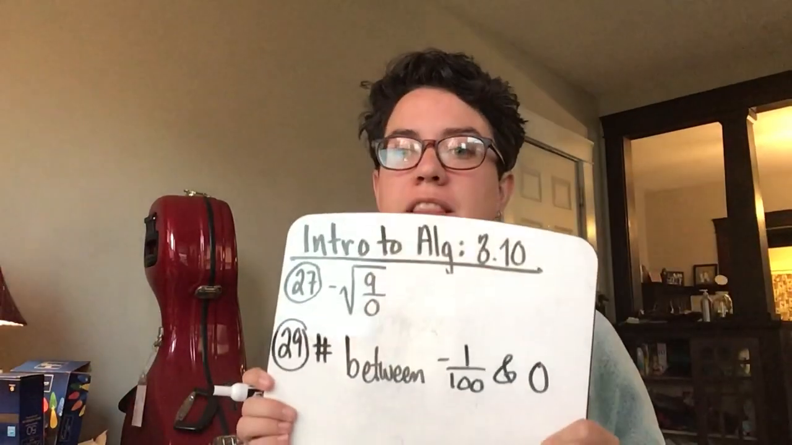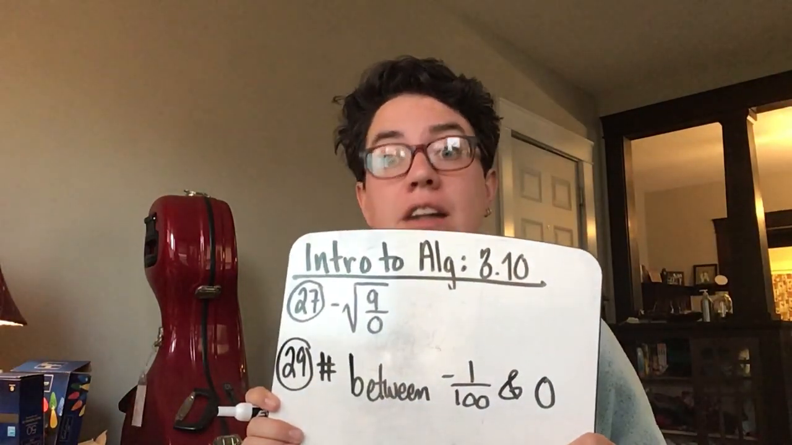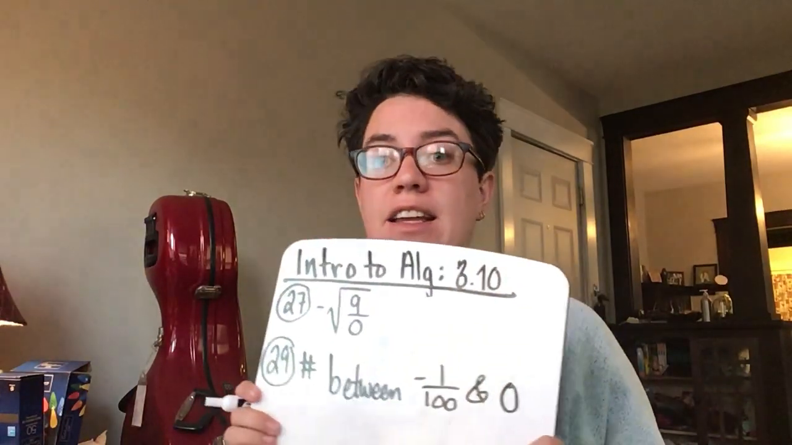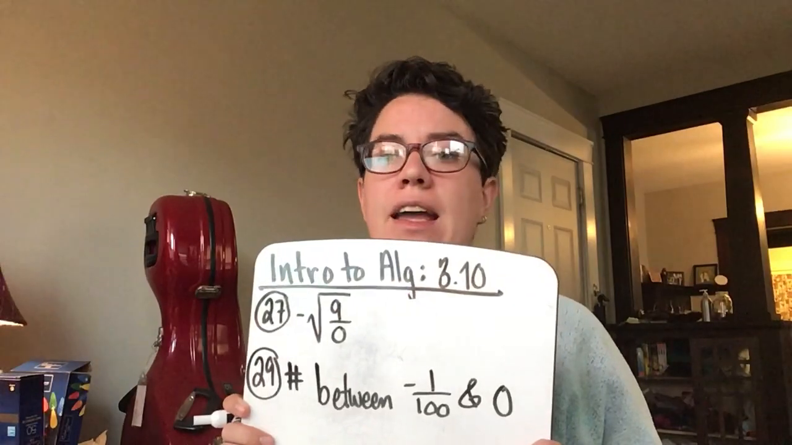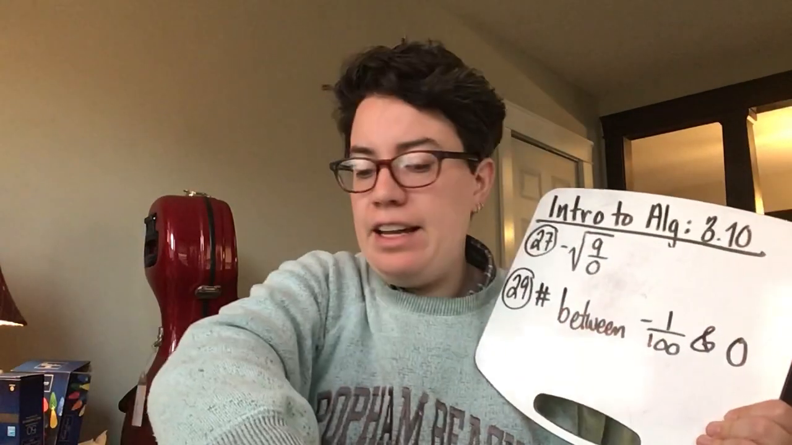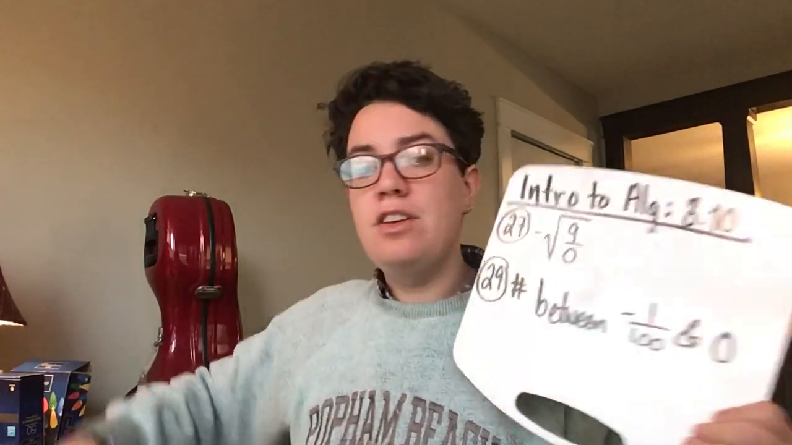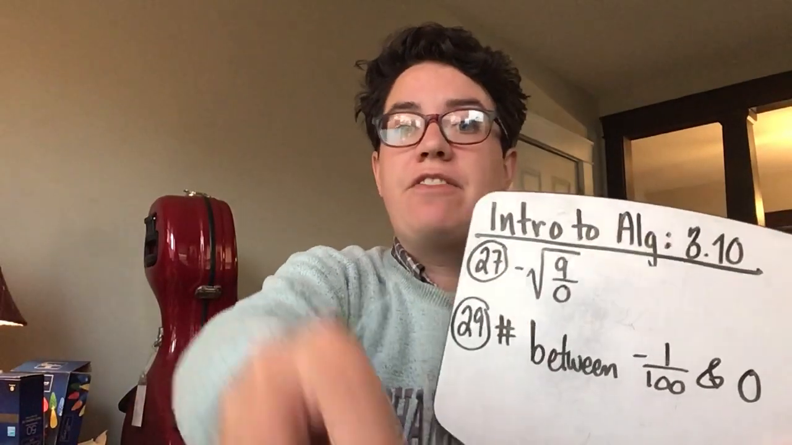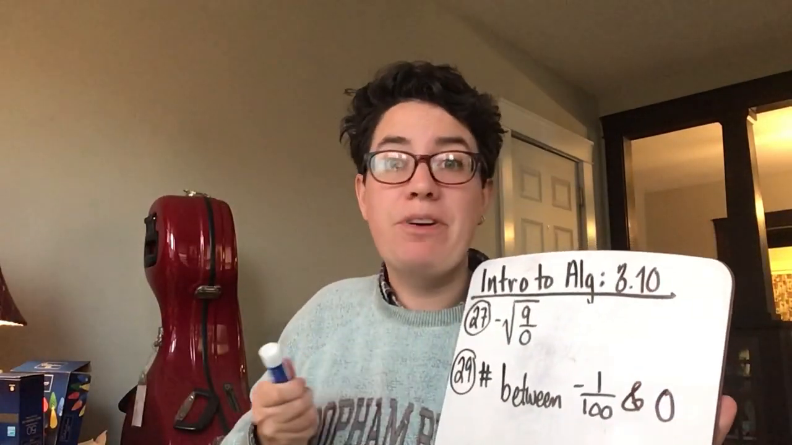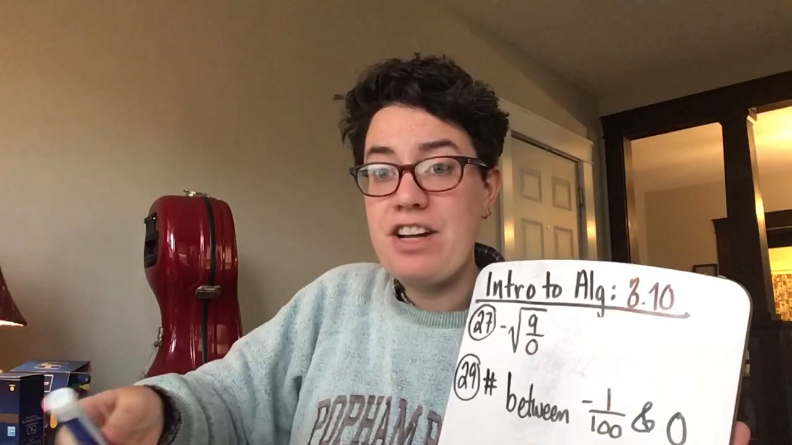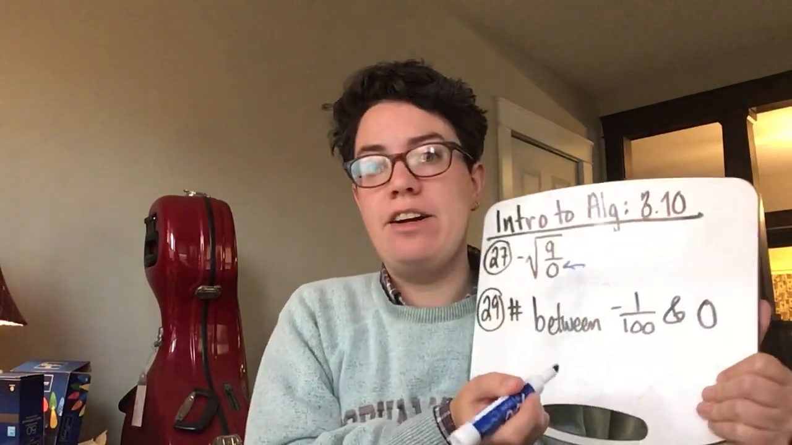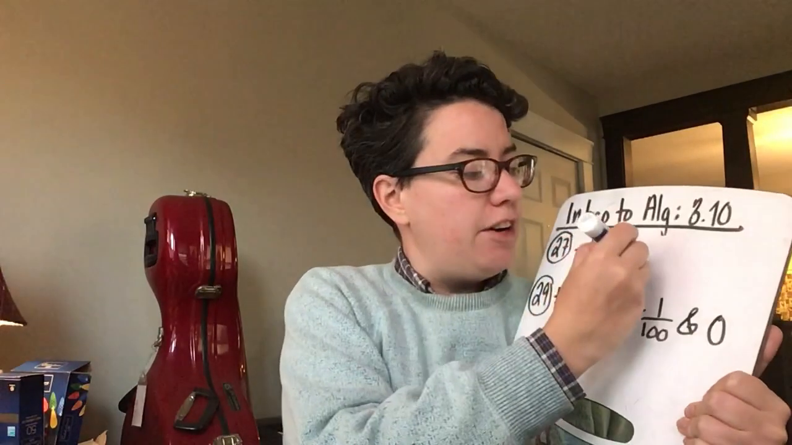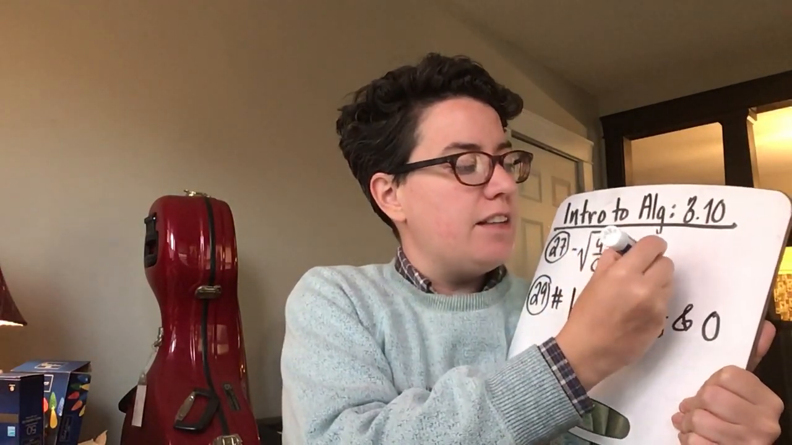So we're going to start with 27, and it asks you what type of number this is. Is it rational, real, or not real? What we want to look at here is, you'll notice it's a fraction inside of a root. The 9 is a perfect square, so you might think that it's rational. But here's the main issue. We've got a 0 in the denominator. If we have a 0 in the denominator, that means that it does not exist.